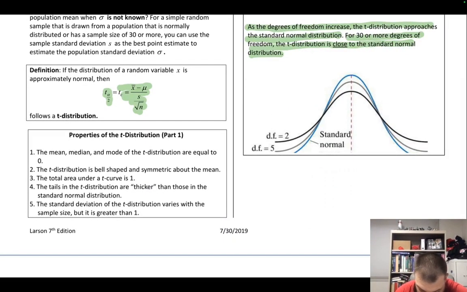And so you can see here the different curves, right? We have our normal, and then there's DF 2, and then DF, or degrees of freedom, 5, and with even that small little increase, you can see how it got much closer to our normal distribution.